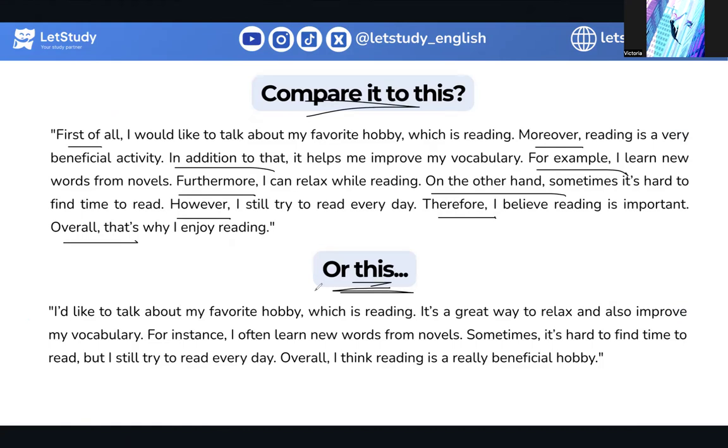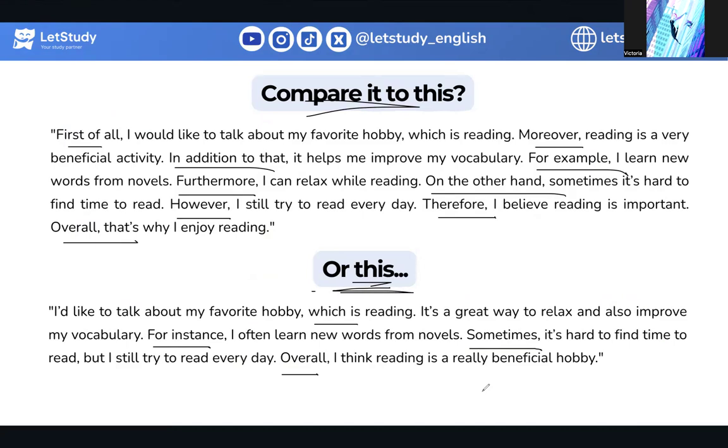Or this. I like to talk about my favorite hobby, which is reading. It's a great way to relax and also improve my vocabulary. For instance, I often learn new words from novels. Sometimes it's hard to find time to read, but I still try to read every day. Overall, I think reading is a really beneficial hobby. Jadi menurut kalian, paragraf yang lebih bagus itu yang mana?